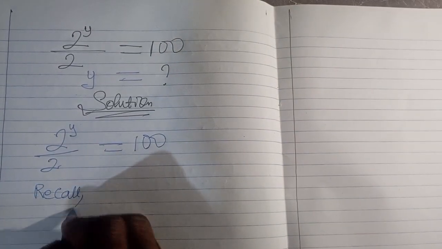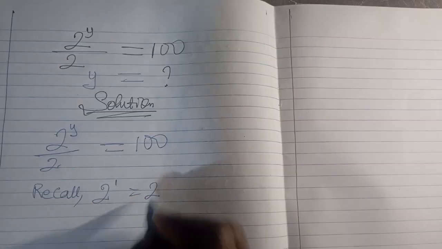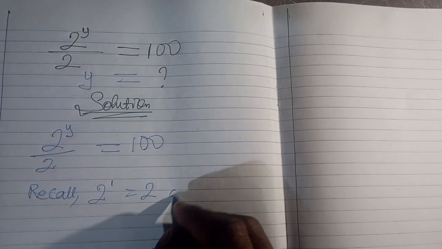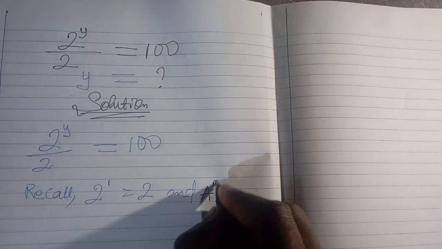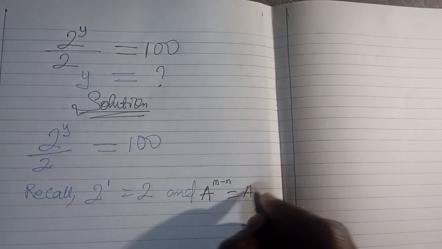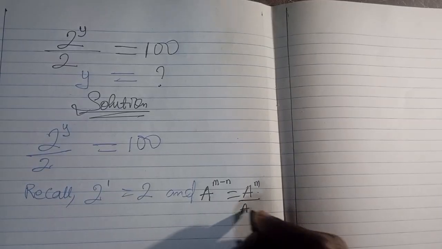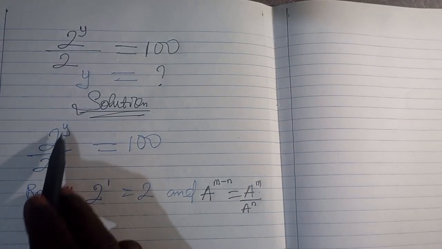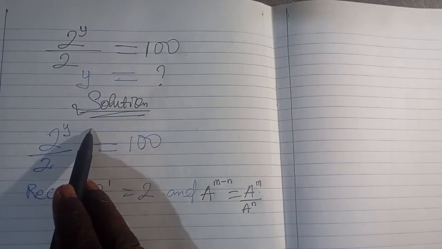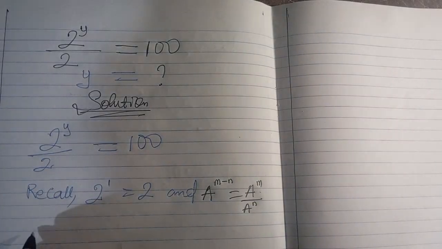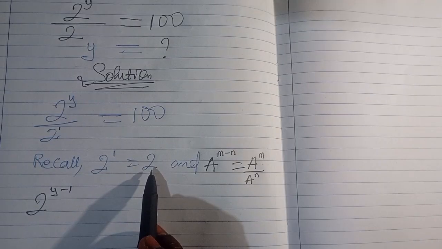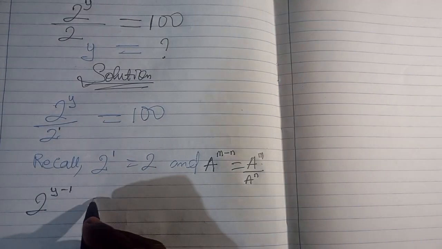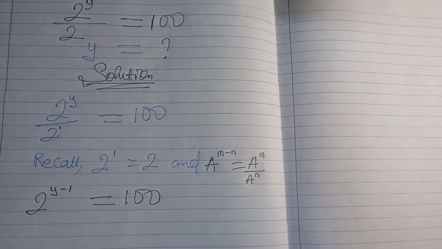Okay, remember that 2 raised to power 1 is the same as 2. And a raised to power m minus n is the same as a raised to power m divided by a raised to power n. So like this, applying this rule, we are going to have 2 raised to power y minus 1, which is the same as 2 raised to power y divided by 2. So we have 2 raised to power y minus 1 equals 100.